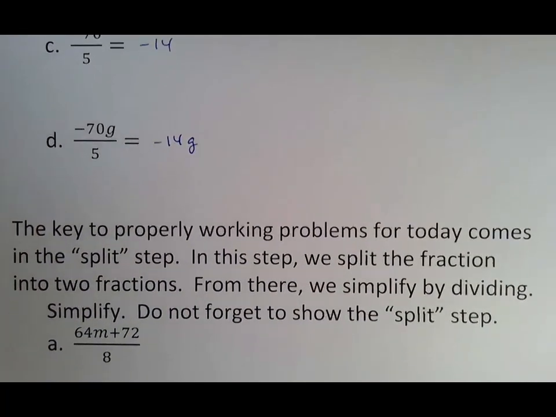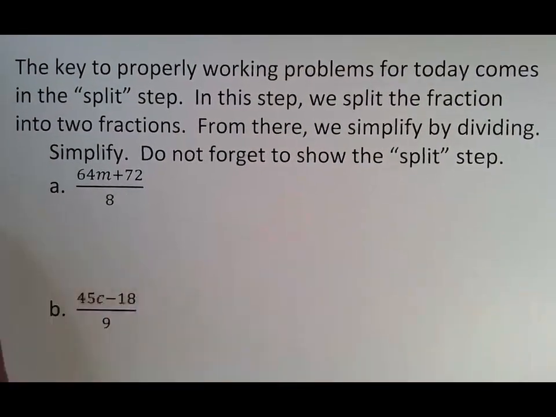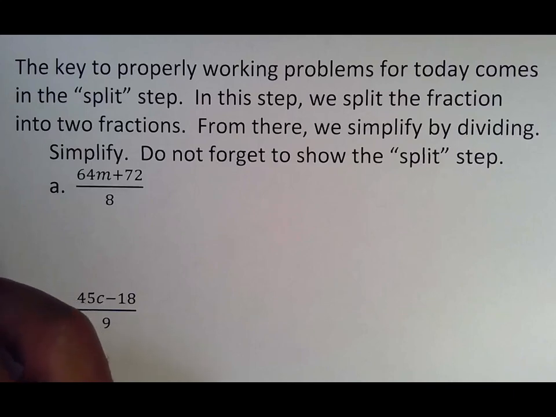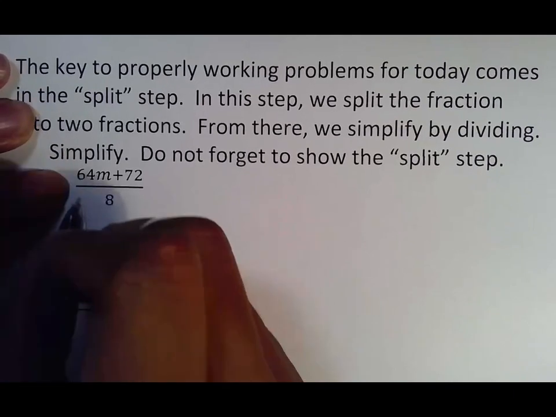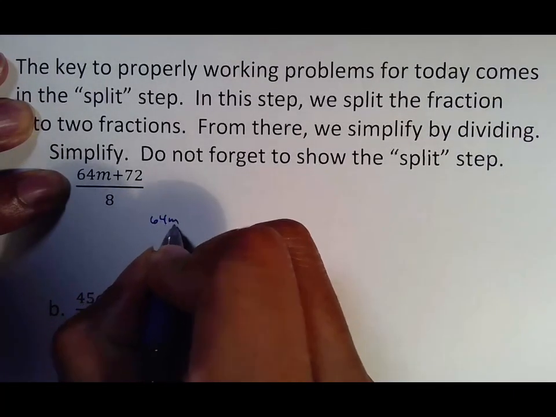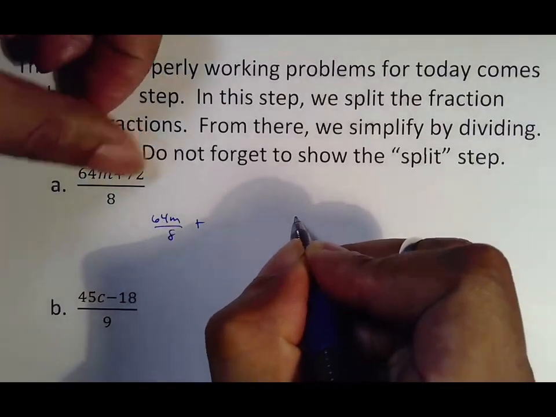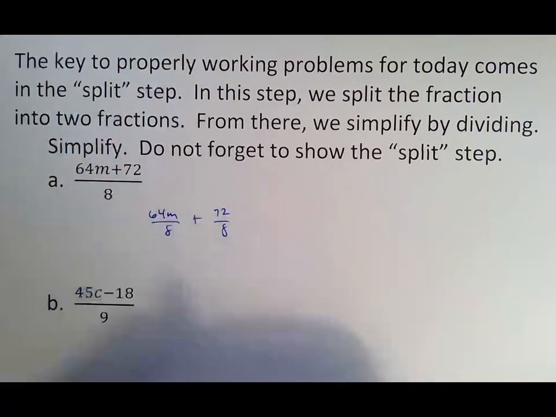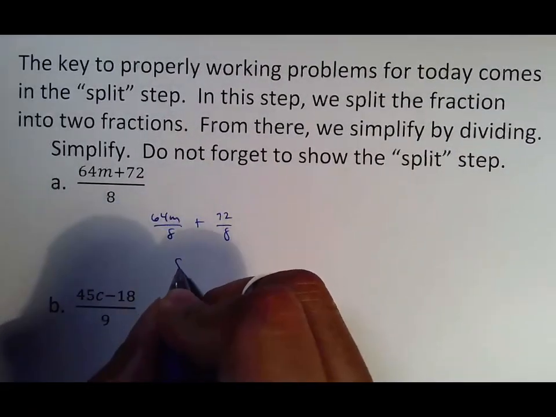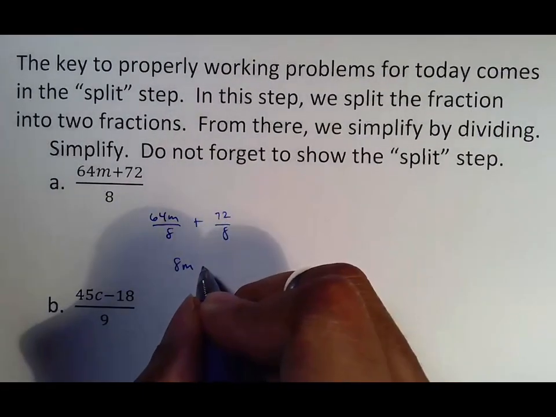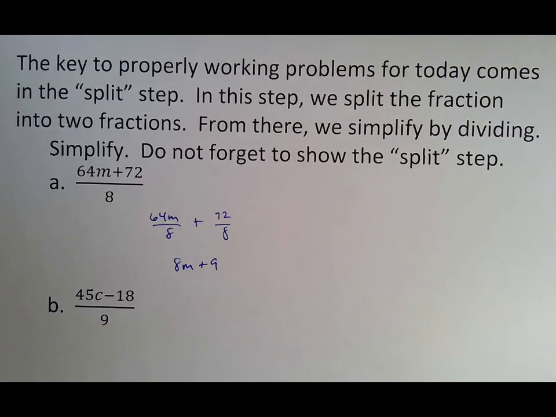All right. The key to properly working problems for today comes down to the split step. Again, in that, we split the fraction into two fractions. From there, we simplified by dividing. Simplify, and again, you got to make sure you show the split. So copy these here because you have to actually show this middle step that we're going to do, which is to take this and put 64m over 8 plus 72 over 8. 64 divided by 8 is 8. Bring down the m. 72 divided by 8 is 9. And there you go.